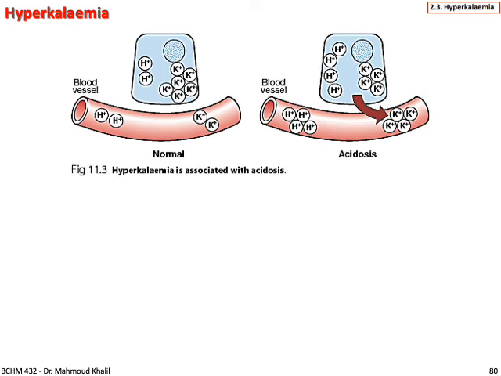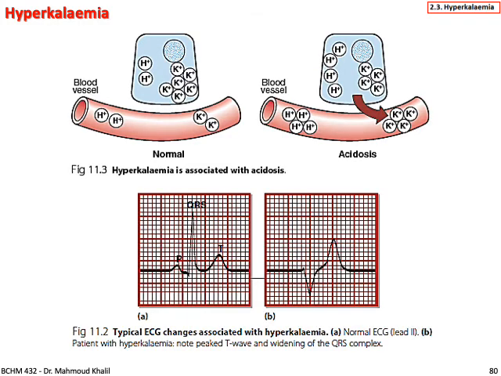This figure summarizes how hyperkalemia is associated with acidosis. In a normal condition, potassium is retained inside the cell, while in acidosis, potassium is pushed to the outside, coupled with the movement of protons. This is very severe on the heart, as in this figure of the ECG diagram: the first one is the normal ECG, while in the other, the patient with hyperkalemia will show a peaked T wave, a widening of the QRS complex, and a change in the rhythm of the heartbeat.